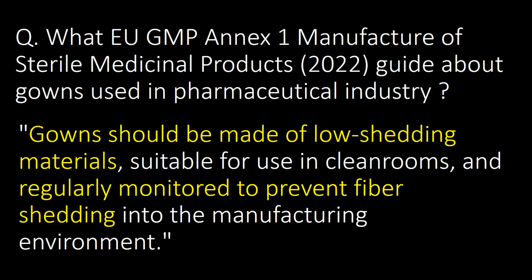What does EU-GMP Annex 1, Manufacture of Sterile Medicinal Products 2022, guide about gowns used in the pharmaceutical industry? Gowns should be made of low shedding materials suitable for use in clean rooms and regularly monitored to prevent fiber shedding into the manufacturing environment.